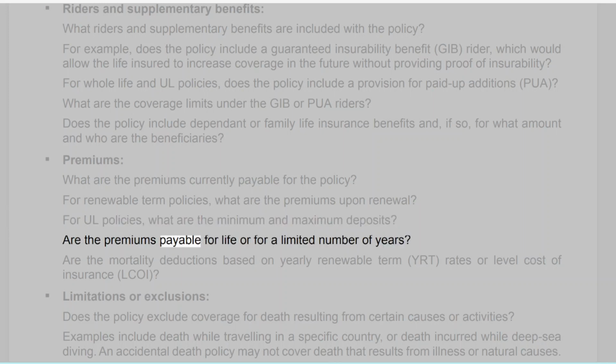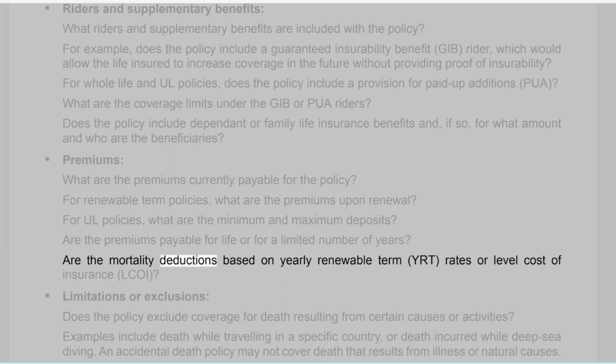Are the premiums payable for life or for a limited number of years? Are the mortality deductions based on yearly renewable term (YRT) rates or level cost of insurance (LCOI)? Limitations or exclusions.